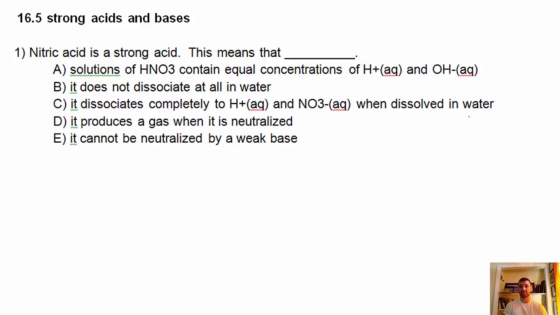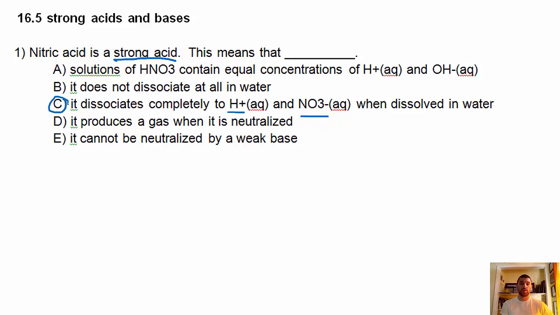Number one says nitric acid is a strong acid. This means that what? The question is basically asking what it means to be strong, a strong acid or a strong base. I'll jump the gun right now. It completely dissolves. A strong acid or a strong base completely breaks up into its ions when dissolved in water. That's what makes it strong.